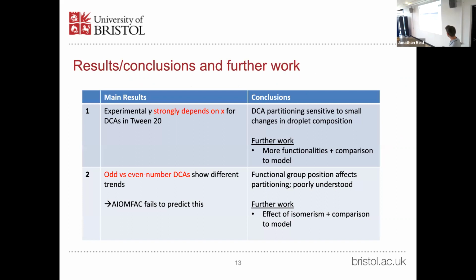And the two major conclusions from this work are, firstly, that the experimental activity coefficient really strongly depends on the composition. And this is something that is not picked up on by the activity coefficient model. And so for the future, I think certainly more functionalities need to be looked into to look at whether AMFAC picks up on these other functionalities as well. And we also need to look at the effect of isomerism, because this could have a major effect. And in the case of the even versus odd dependence, clearly the position of the two functional groups relative to each other is determining the activity coefficient.